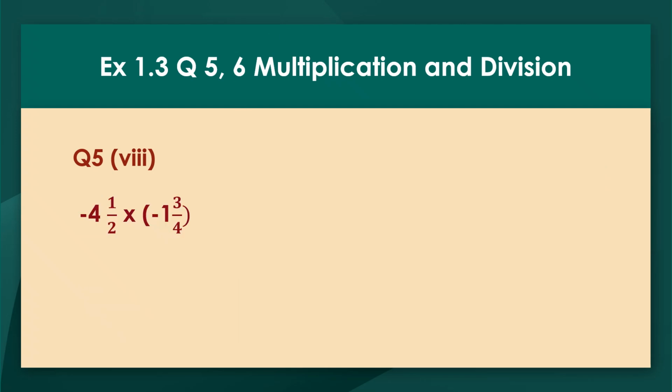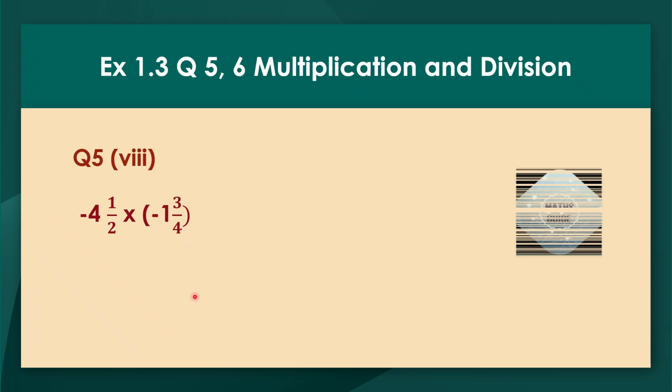Now question number 5 part 8. This time we have both mixed numbers, so we will convert these mixed numbers into improper fractions with the same method of multiplication and addition. 4 into 2 is 8. Adding 1 to 8 we get 9/2, negative 9/2. And here again we will multiply 4 by 1 and add 3 to it, we get -7/4.